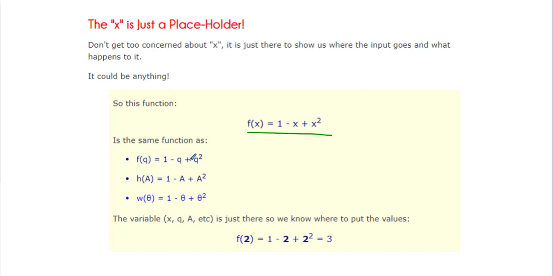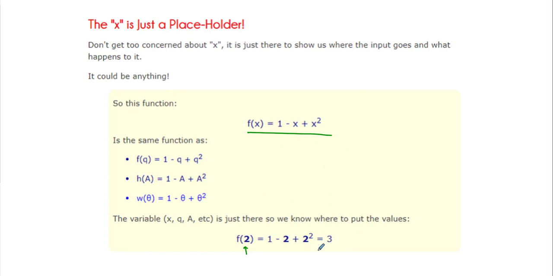So you can see here 1 minus q plus q squared. Same with this capital A, and same with this symbol here, which is theta. And you're going to learn about that more in geometry, use it in trig or pre-calc, whatever other math class you go to. Same thing here. If we're using an input of 2, we're just going to simply replace all of those x values with a 2. So this is very important to know when we work with function notation.